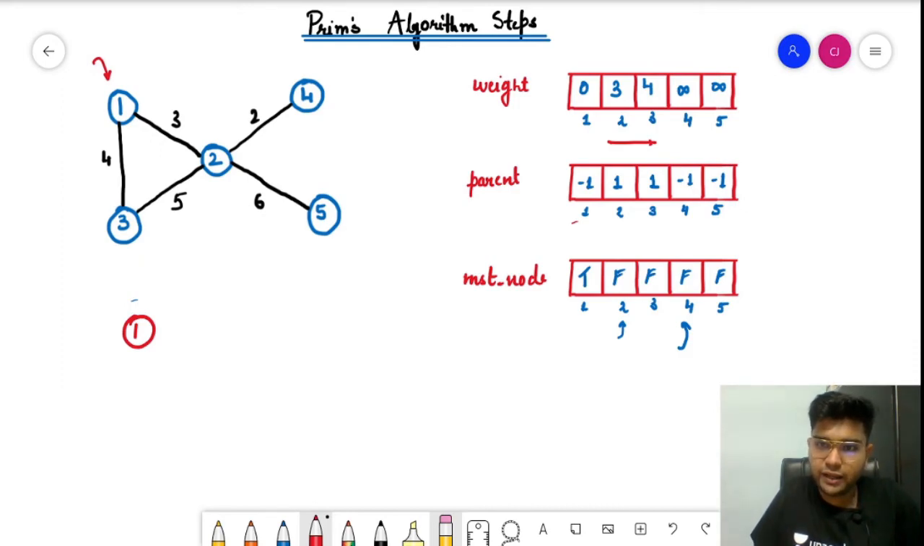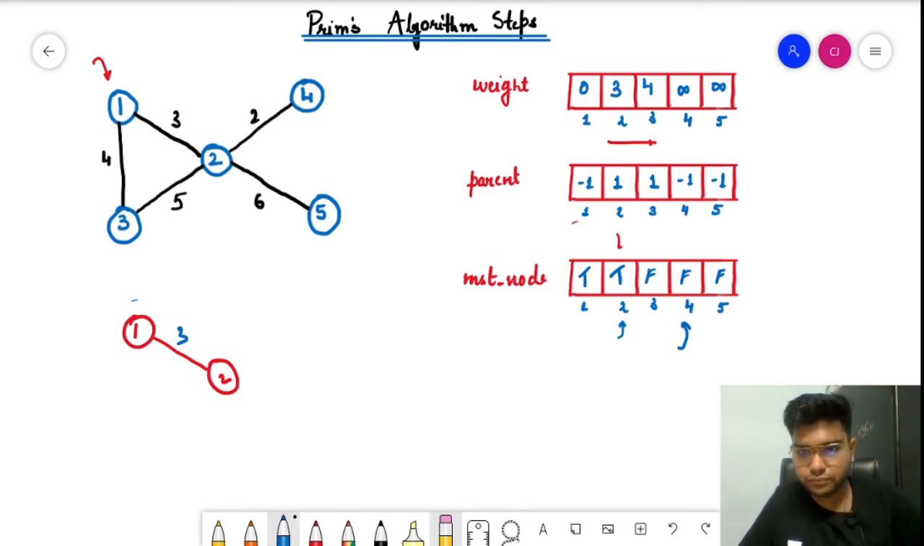Now from the remaining, we can take the second node because it has the minimum weight and it is not included in this MST, because it is false here, right? So we can take node 2. So now the node which is taken into the MST is node 2. And what is the weight associated? That is 3, right? So we'll mark it as true.